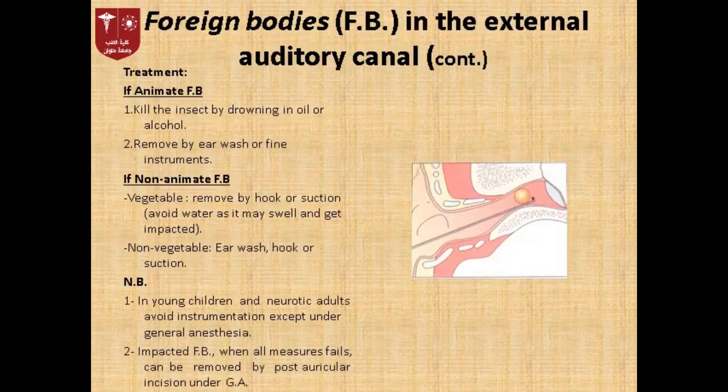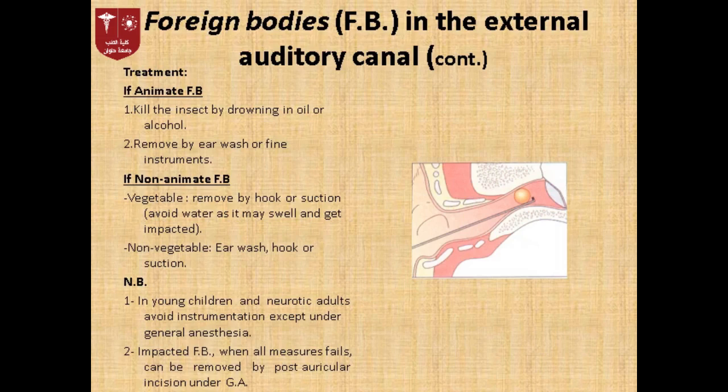Treatment will depend on the type of foreign body. If the foreign body is animate, then we'll have to kill the insect first by drowning it in alcohol or in oil, and then removing the insect either by ear wash or by a suction or fine instrument.